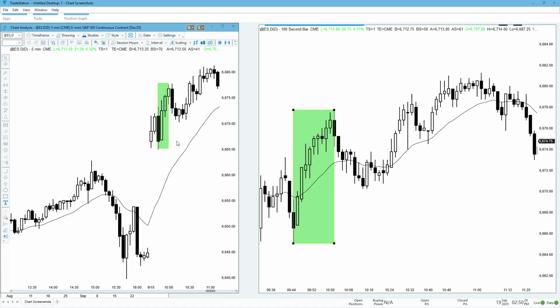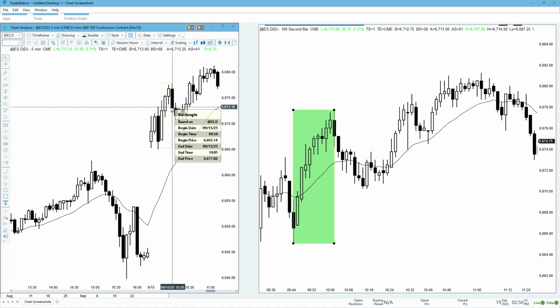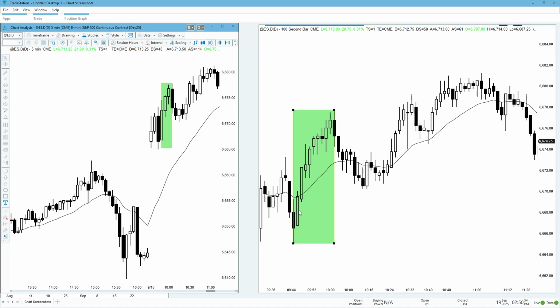Remember, every 3 bars on the 100-second chart make up 1 bar on the 5-minute chart. So this bull bar, 1, 2, 3, corresponds to this first bull breakout bar on the 5-minute. 1, 2, 3, 4, 5, 6, 7, 8, 9. These 9 bars are the same as these 3 bars in the breakout. So look at the characteristics of the breakout.